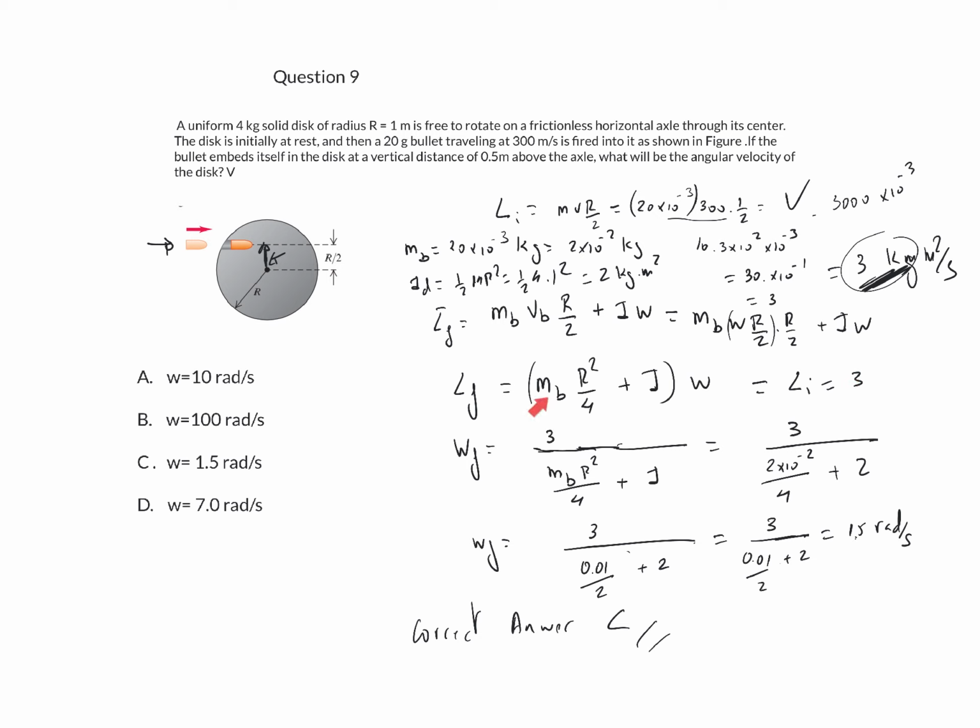And L final is the mass of the bullet times omega, here, this omega, r squared divided by 4, plus I. The common factor is omega. So omega final, this is the omega final, is 3 divided by all this, the mass of the bullet times r squared divided by 4 plus I. So you plug in numbers and you will find approximately 1.5 radians per second.